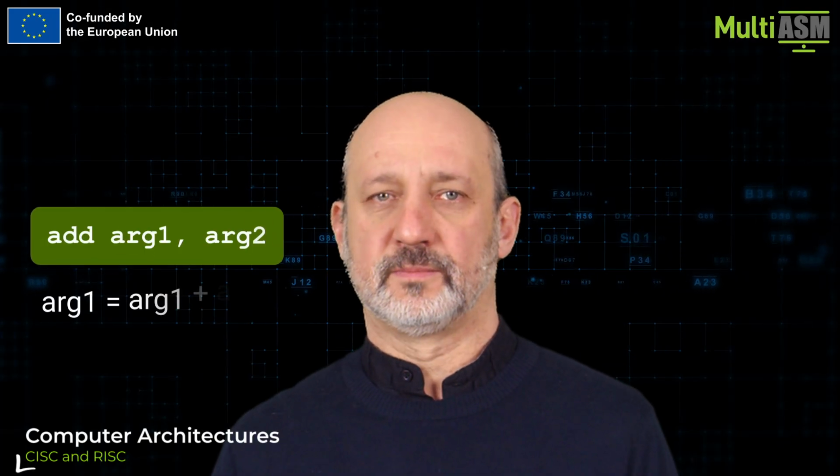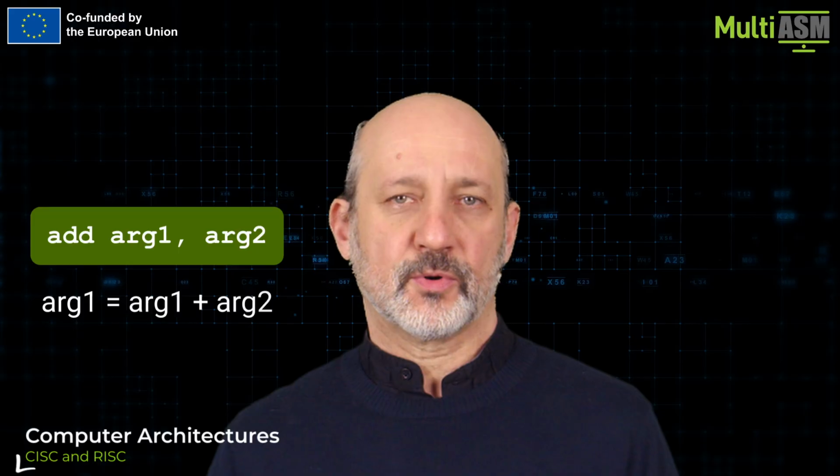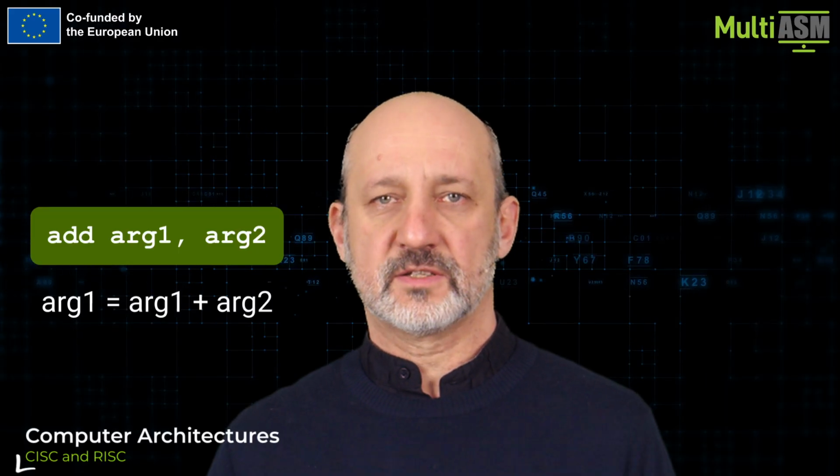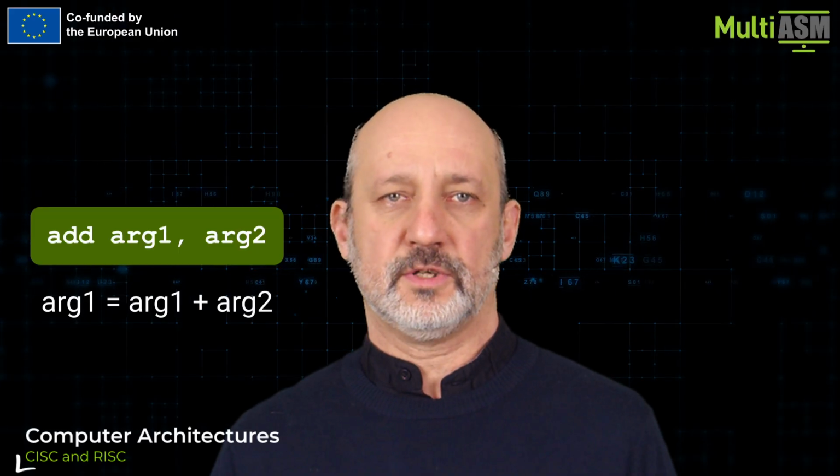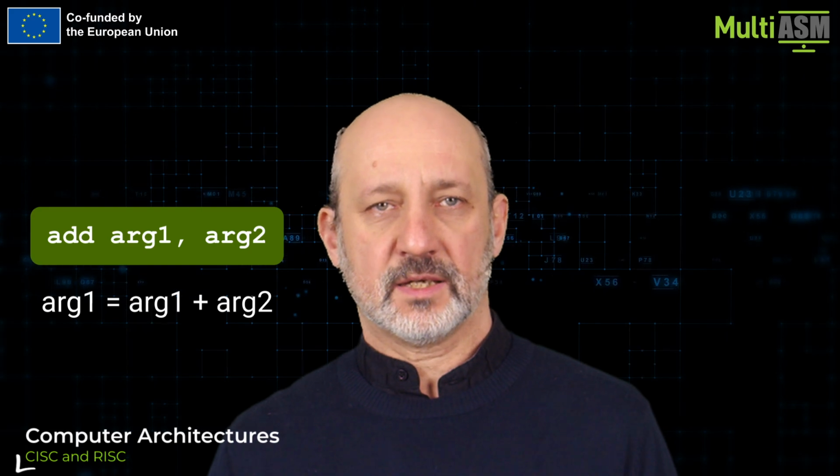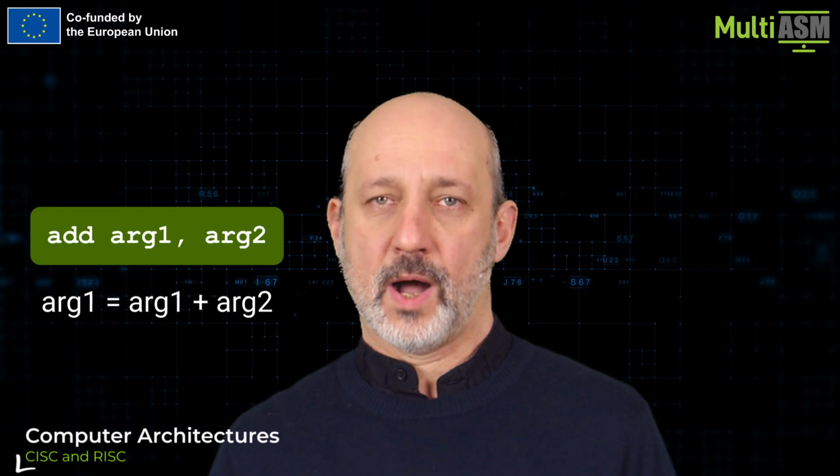In CISC processors, instructions usually have two arguments, where one of them is the source and the second one plays the role of both the source and the destination. In such a situation, the original content of the second argument is replaced with the result of the operation. Let's look at the example. The addition operation of two arguments destroys the original value stored in argument 1, replacing it with the sum of arguments 1 and 2.